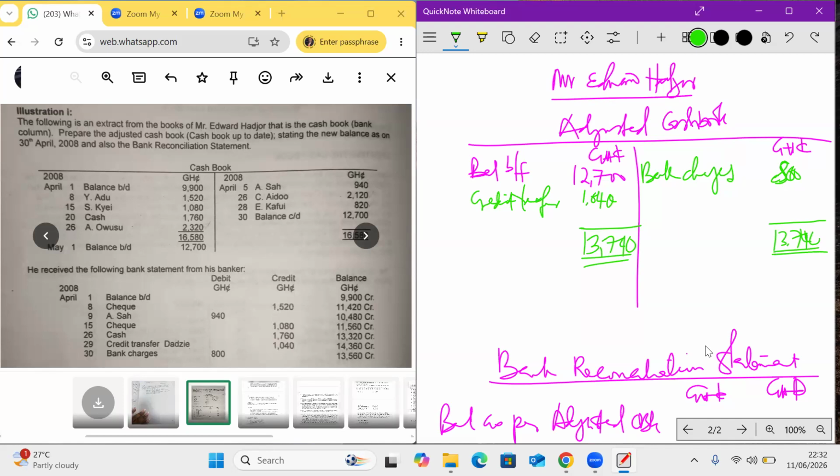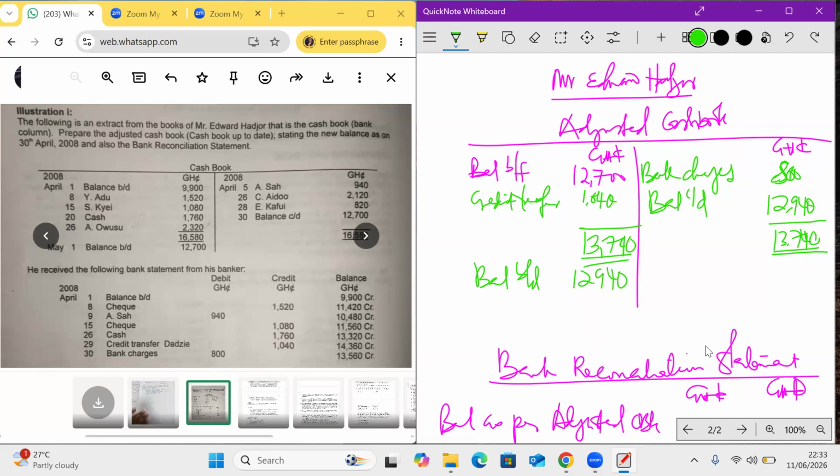Now, what figure should be added to the 800 to obtain 13,740? Just subtract the 800 from the 13,740. That'll be 12,940. When I add 12,940 to 800, I'll have 13,740. So this 12,940 is called balance carried down. Then on the opposite side, we'll have balance brought down, the same figure, 12,940.